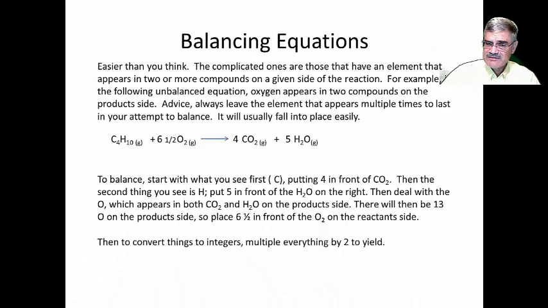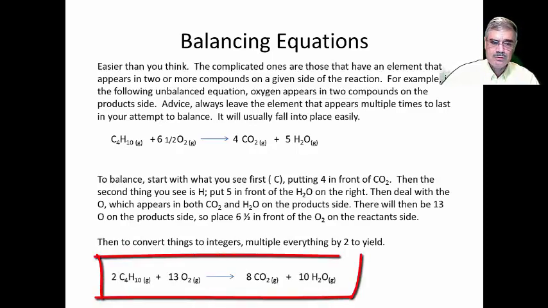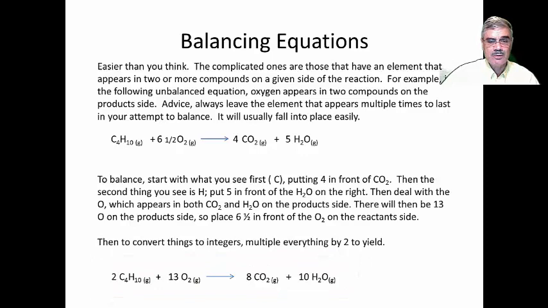But we may not be satisfied by having fractions, so if we want, we can multiply everything by 2 to get rid of the 6 halves, as shown here: 2 C4H10, which is actually butane, plus 13 O2 goes to 8 carbon dioxides and 10 waters. Now you see the balanced reaction looks a little complicated, but if you follow these steps, it actually turns out to be rather easy. Okay, so we'll stop now. We've now finished the chapter on molecules and compounds.